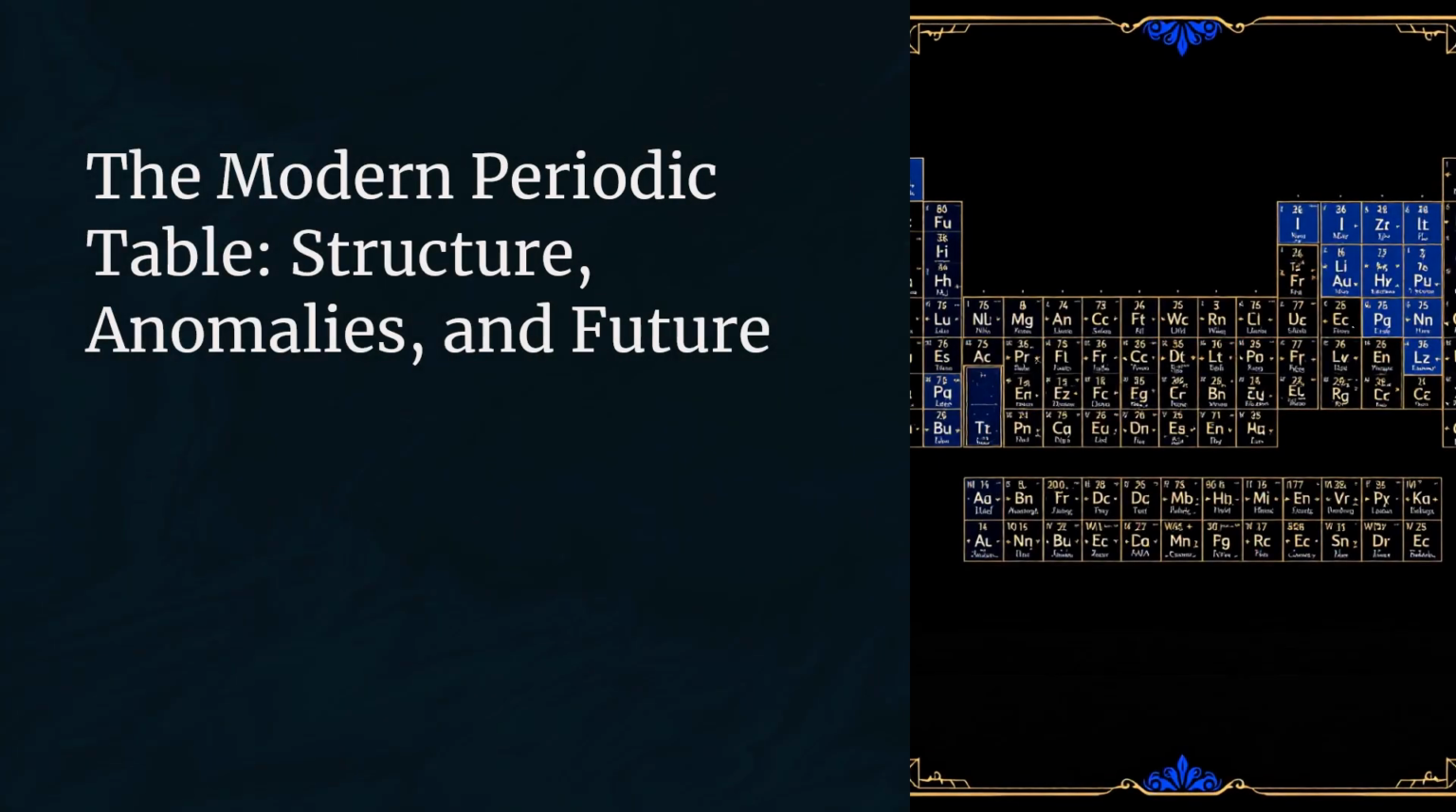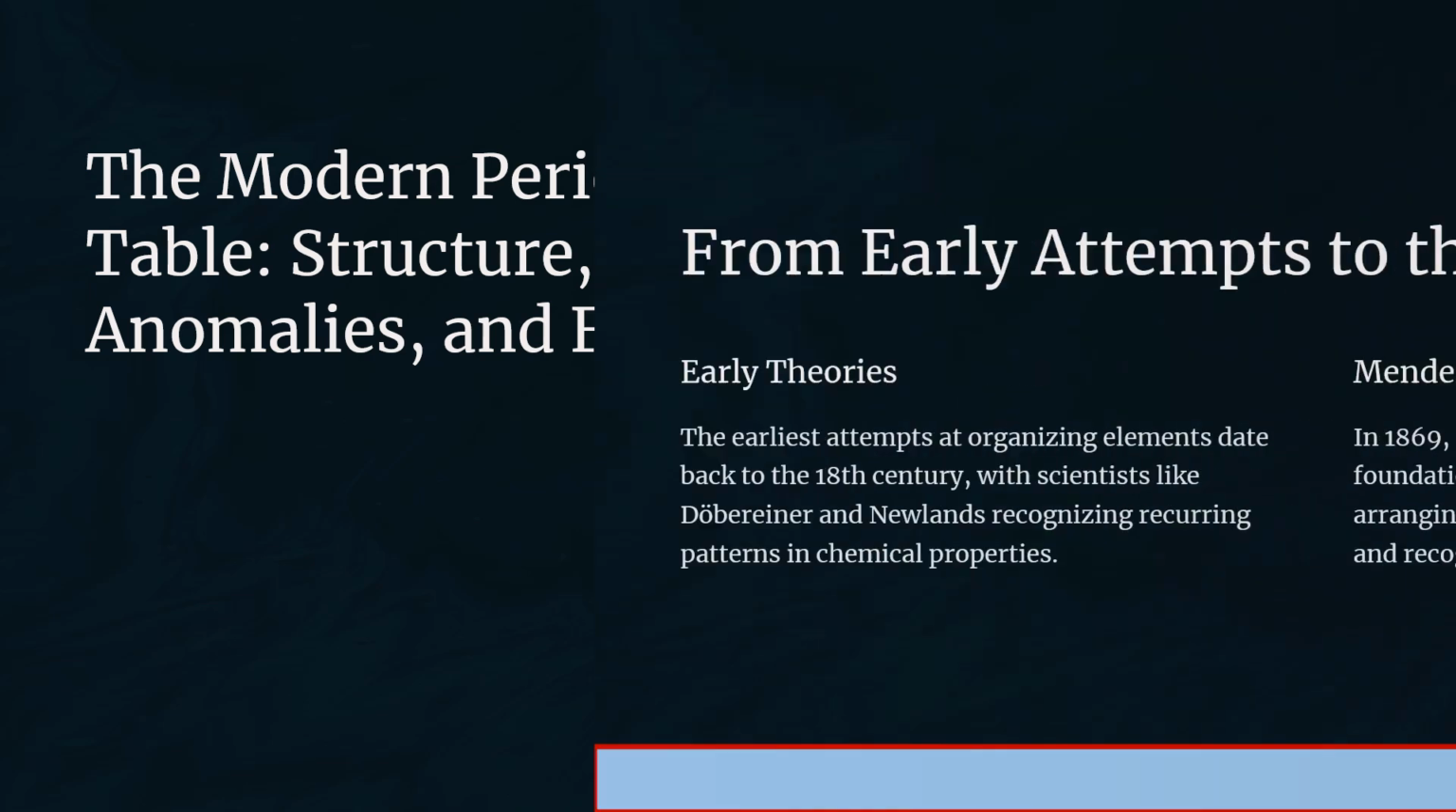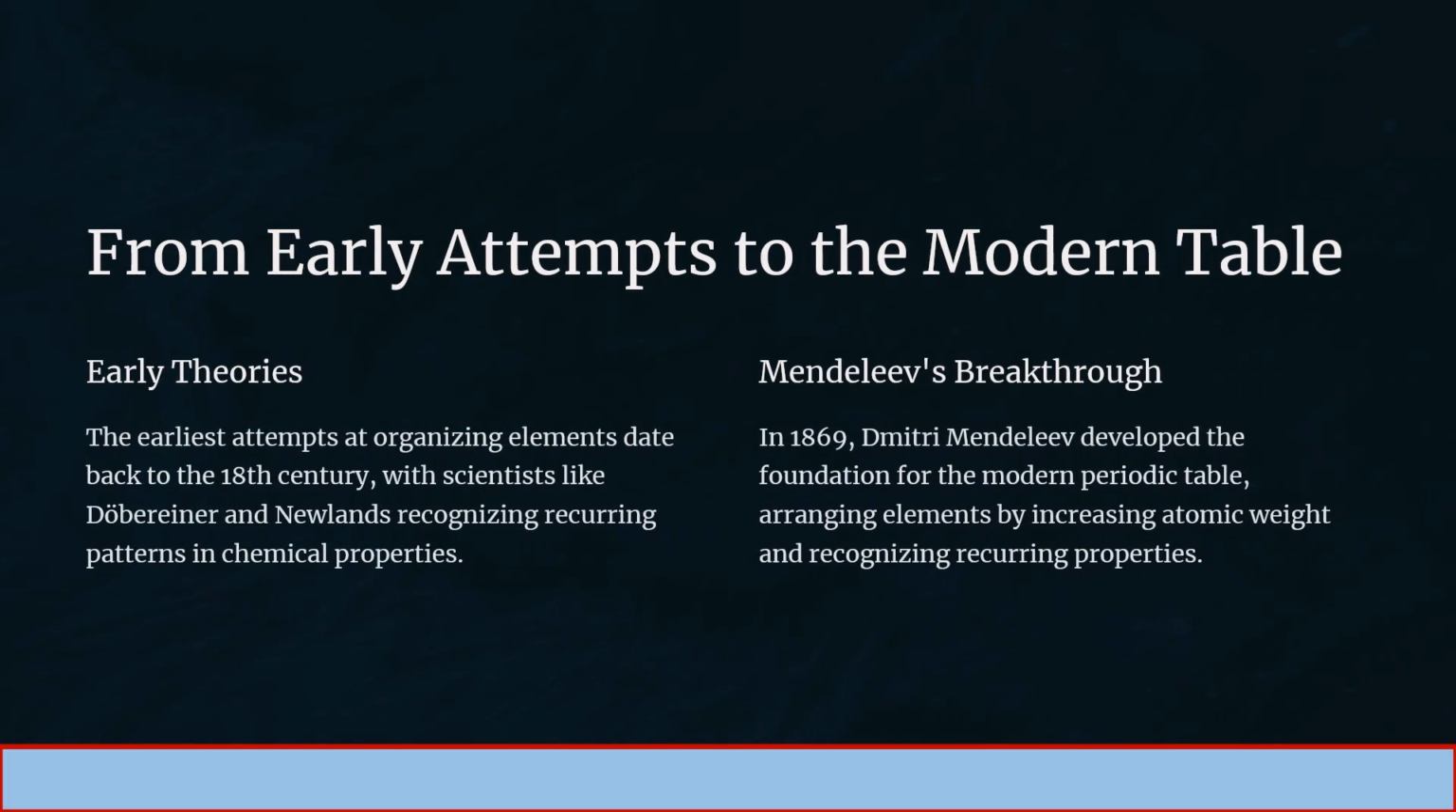Welcome to our deep dive into the modern periodic table, its structure, anomalies, and future possibilities. Our journey begins in the 18th century when chemists sought to understand the nature of elements and their relationships.